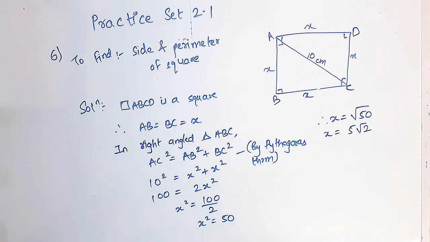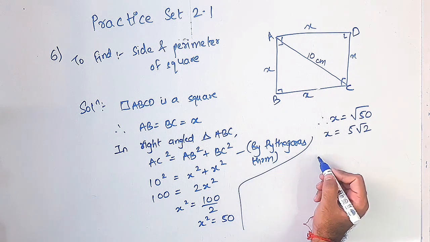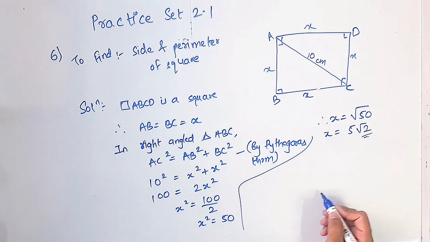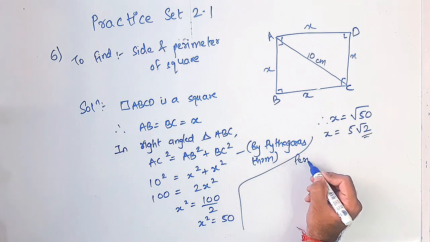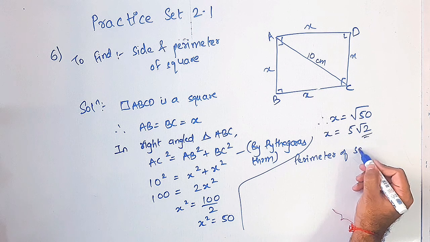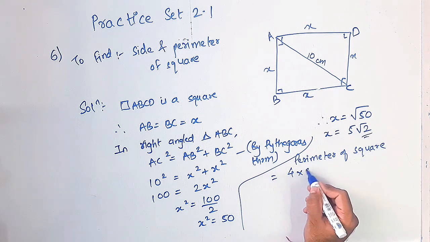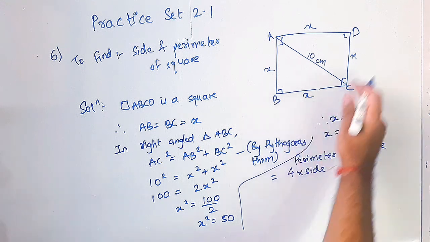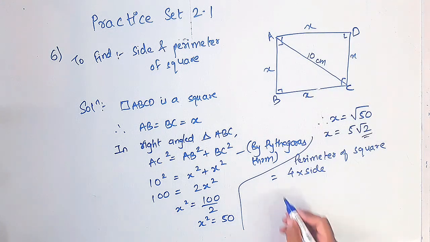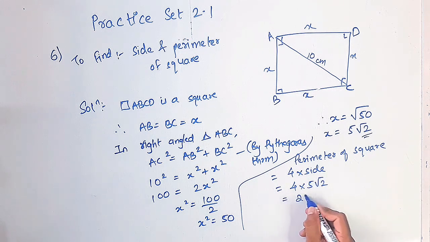So x is equal to 5 root 2. Okay, so we got the side of the square. This is the side of the square, and we know what the perimeter is. Perimeter means always the total of all sides. Perimeter of a square is 4 times the side. This plus this plus this plus this, 4 times the side. So it is 4 into the side, 5 root 2, so it will be 20 root 2.